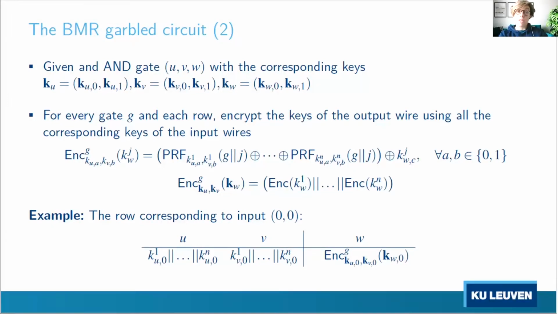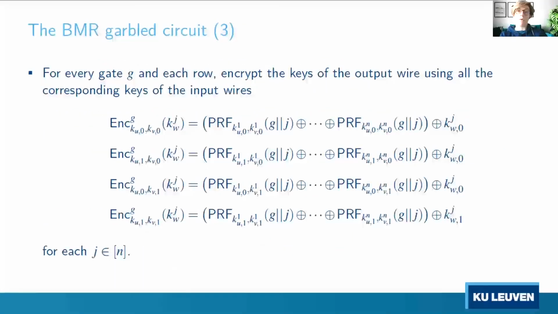And here in the slide, we use G for the gate index. But later, in the next slide, we will use G also to denote the gate function. So keep this in mind. And this value G concatenated with j ensures that all output wire labels are masked with independent values.